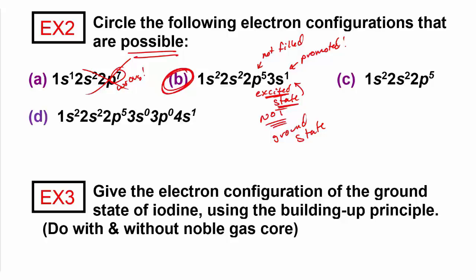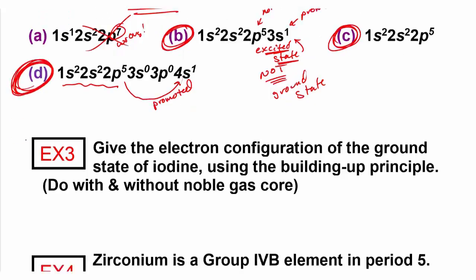Is C possible? You bet. How about D? Everything looks good. What did they do? They promoted an electron way up there. How did that electron get up there? Well, it absorbed some energy. It absorbed the exact energy difference between those orbitals, and it got up there. So this is very possible. It's just an excited state, not the ground state.